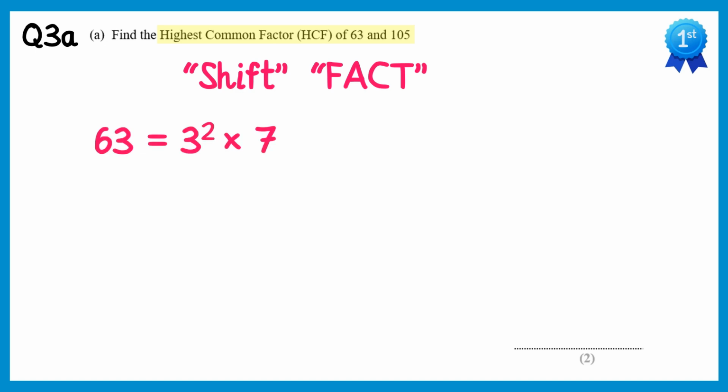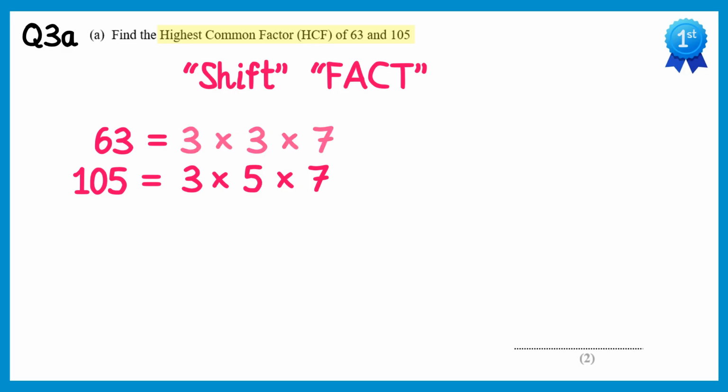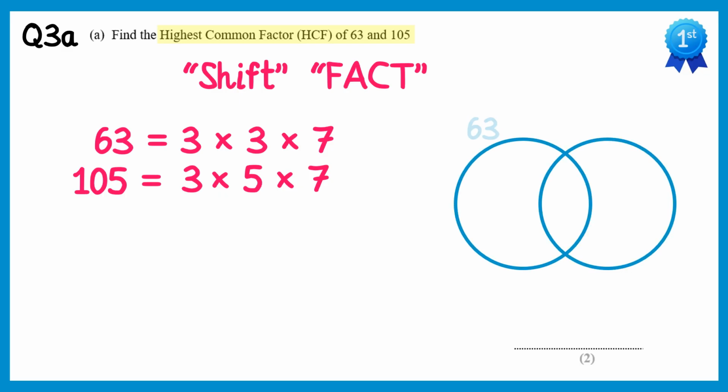Then we do the same for 105, so press 105, then equals, then shift, then fact, and it says 105 is 3 times 5 times 7. Now looking at the 3 squared in the 63's prime factorization, I'm just going to rewrite this as 3 times 3. Then I'll draw a Venn diagram. The left circle will be for 63 and the right one for 105.